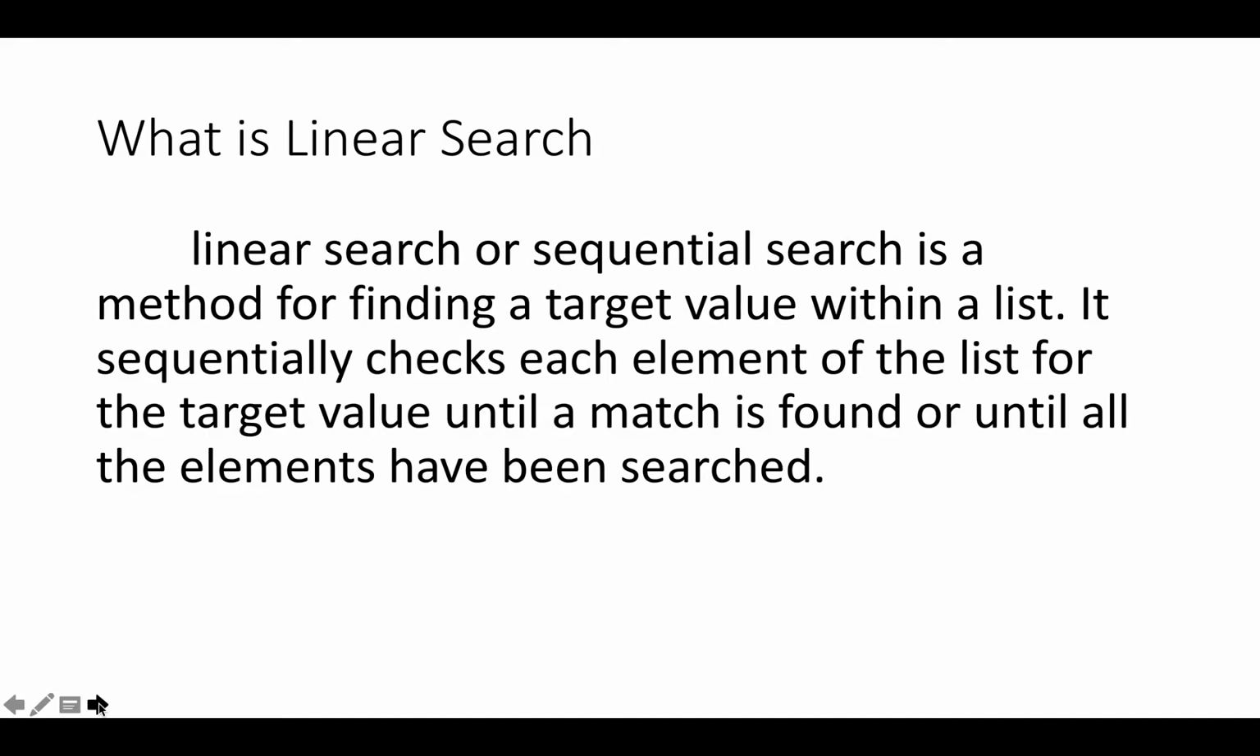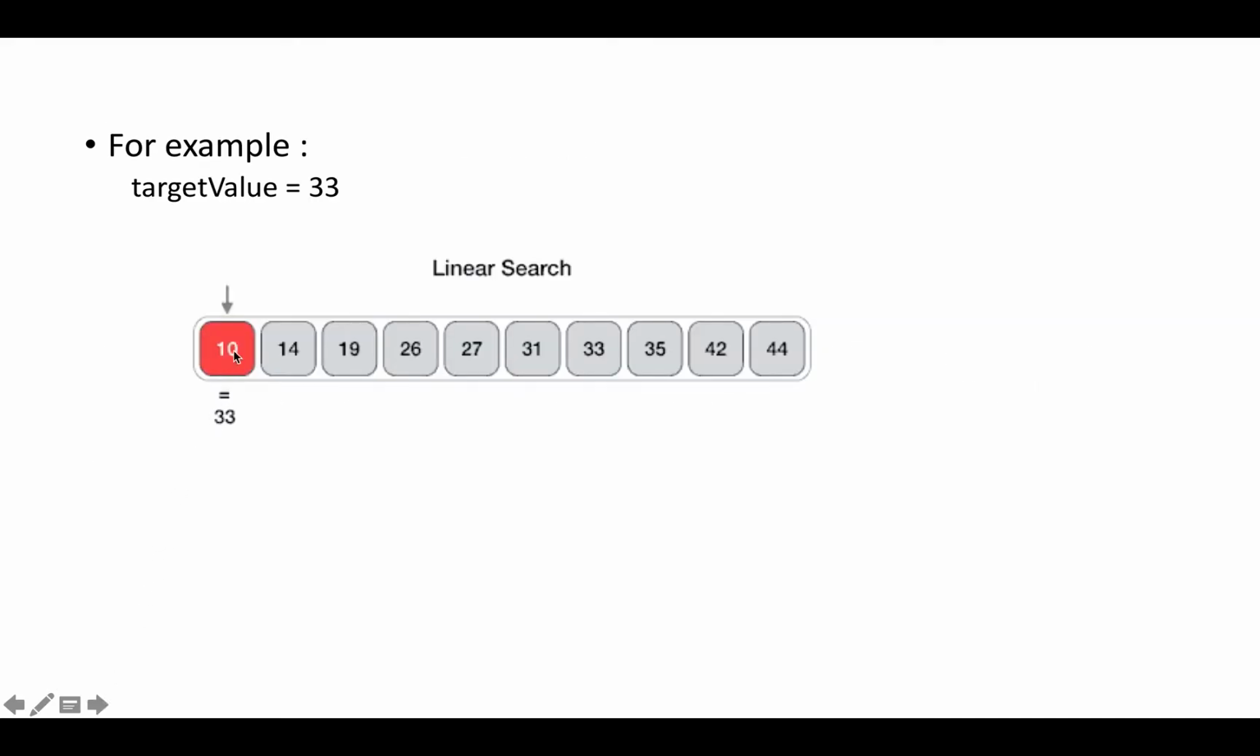It sequentially checks each element of the list for the target value until a match is found or until all the elements have been searched. So for example, if we have a value of 33 to find in this array of numbers, a linear search is going to move from the first one to the next one, to the third one, to the fourth one, until it finds the targeted value.